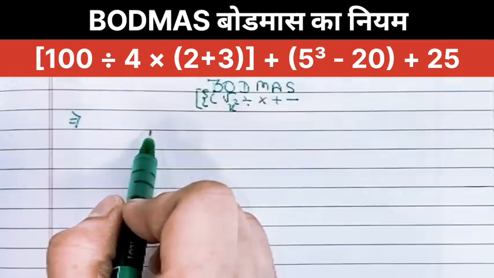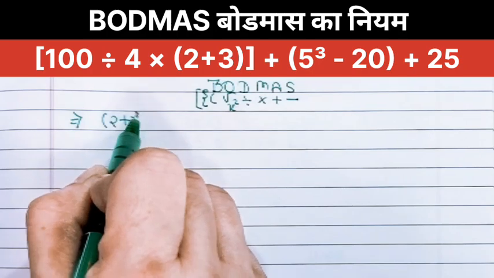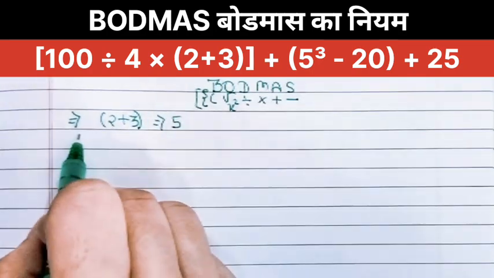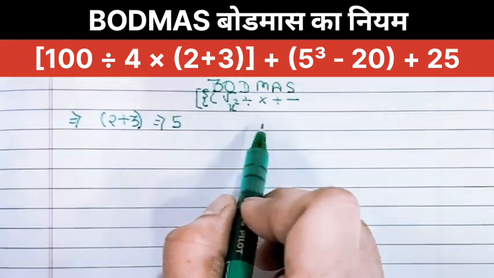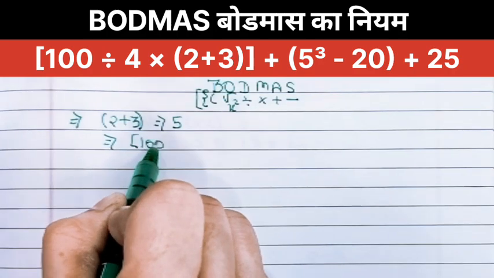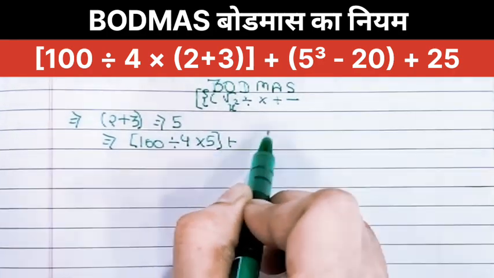First step, innermost bracket: solve the round brackets, 2 plus 3, inside the square brackets. We'll get 5 as a result. Now according to BODMAS, brackets always take the highest priority. We must simplify the inner grouping first. And now the current expression becomes 100 divided by 4 multiplied by 5 plus the square bracket.